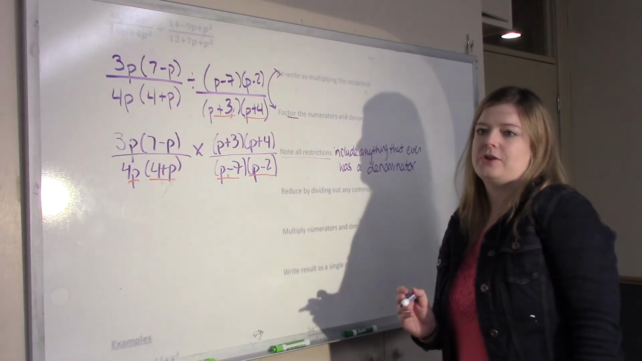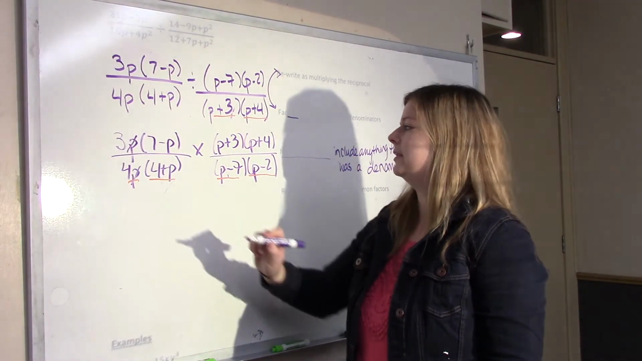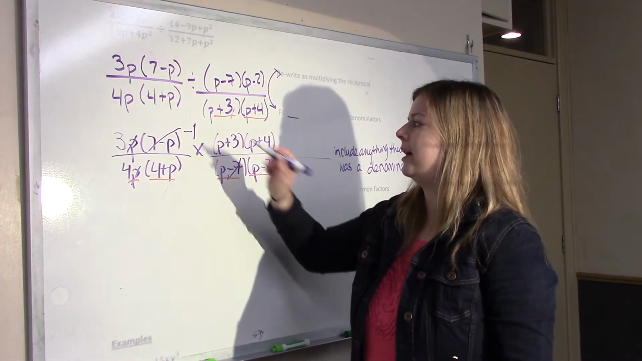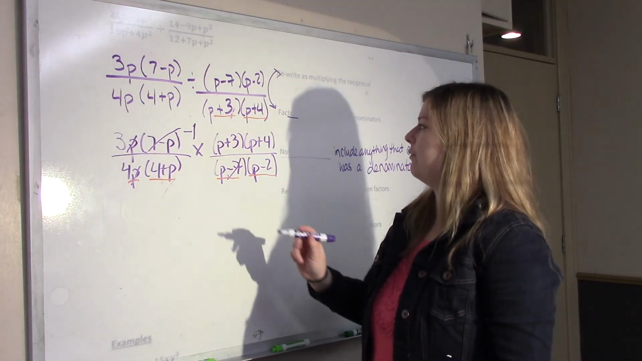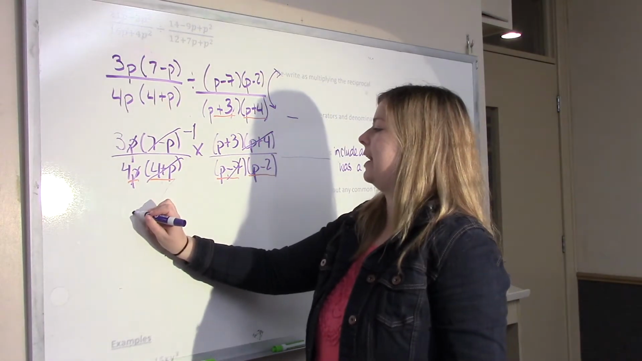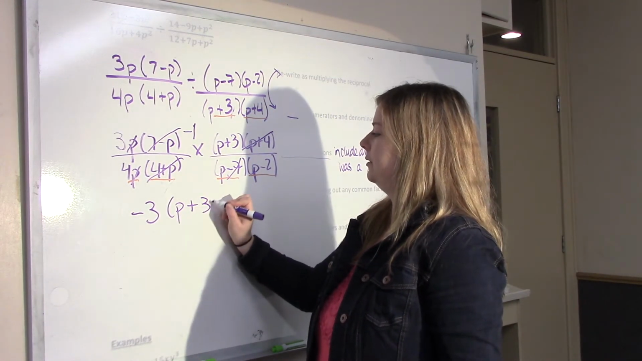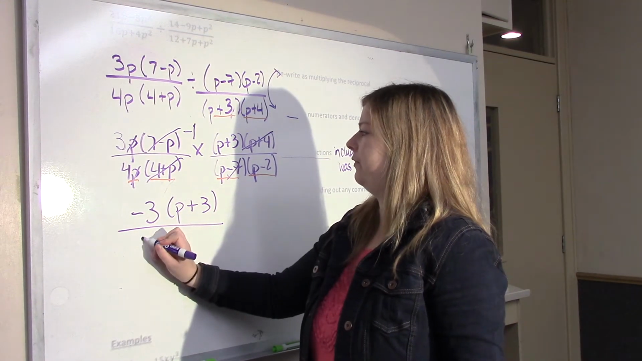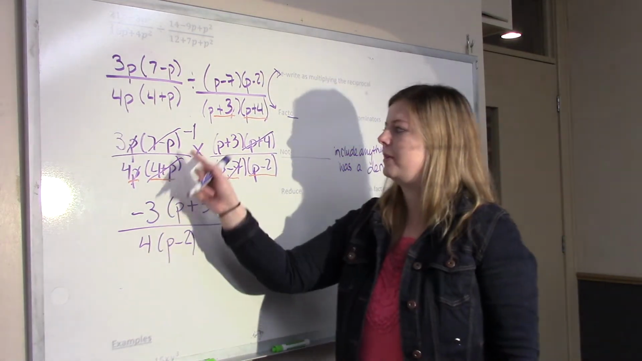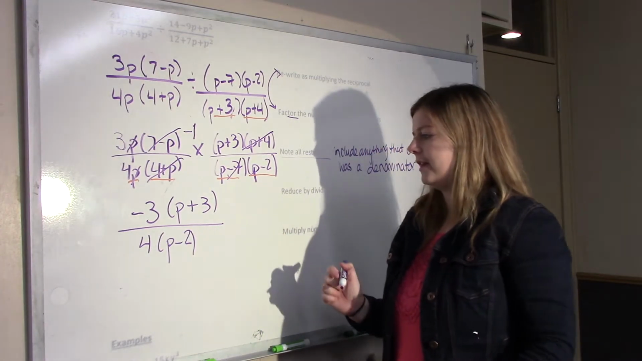Now it's just a multiplication question and we can just do it as we did before. So these p's cancel out. This p minus 7 and 7 minus p give us a negative 1. And 4 plus p and p plus 4 are the same thing, and so they cross out. So we're left with negative 3, bracket p plus 3, all over 4 times p minus 2. Okay, so the 3 is negative because of this negative 1 with this crossing off there. Okay, so that's your final answer.